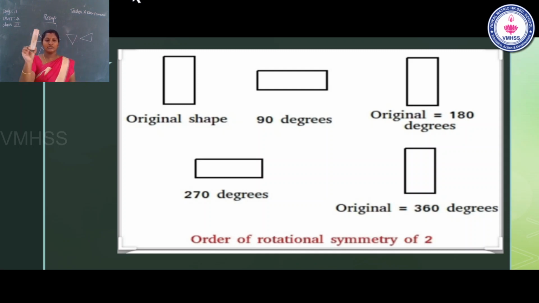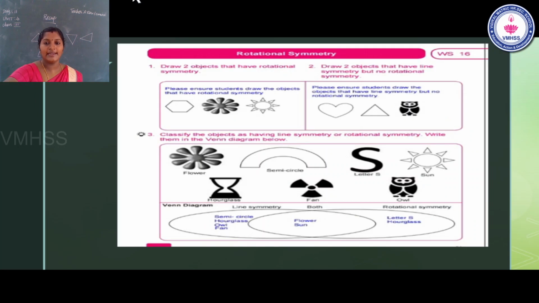Once again, this is the original shape, and this is 90 degrees. Dear children, what is this degree of rotation? It's 90 degrees. This is 180 degrees. Next one, this is 270 degrees. And this one is the original, 360 degrees. Do you understand? Dear children, next one, rotational symmetry.